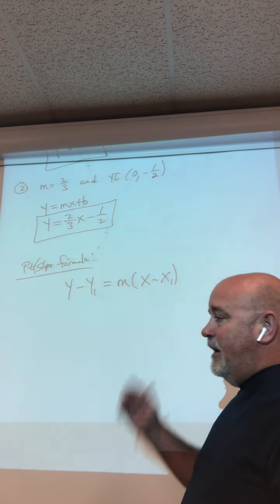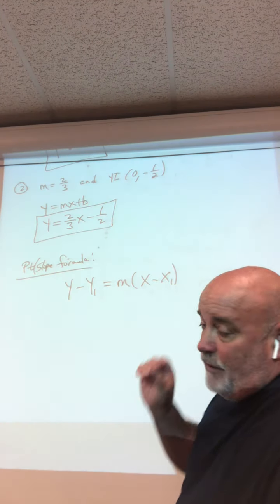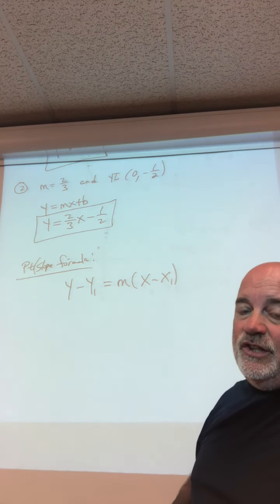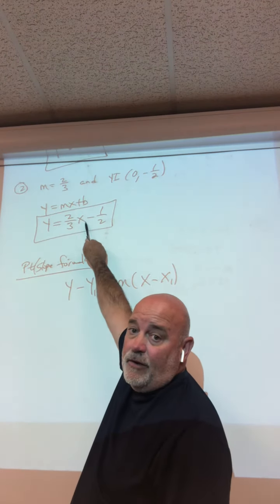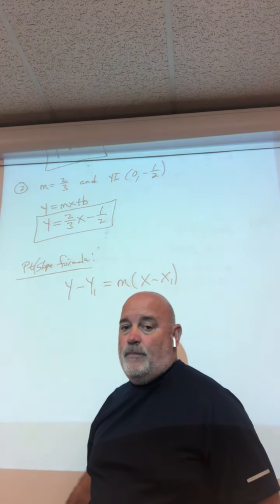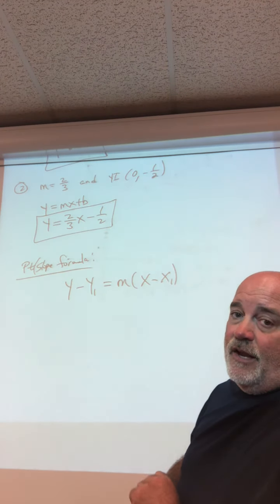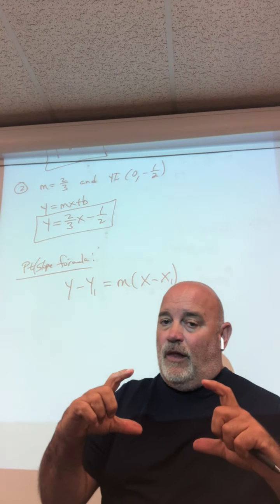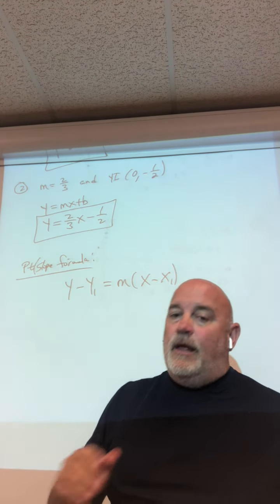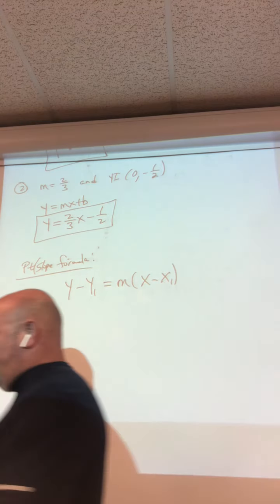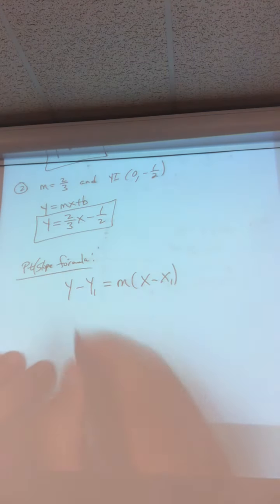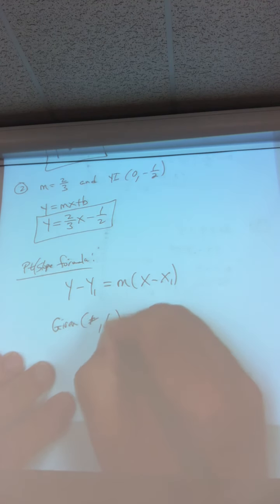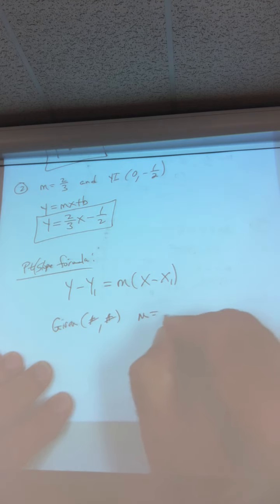Okay, now let me make a few comments about this. First, what's the purpose of this formula? To help me find the equation, to help me get this right here. Now, what two things do you have to know in order to use this formula? Well, look at the name of it. You have to know a point on the line, any point, and the slope. So here's what we're going to do. We will be given a point on the line. It'll look like that. And we're going to be given the slope of the line.